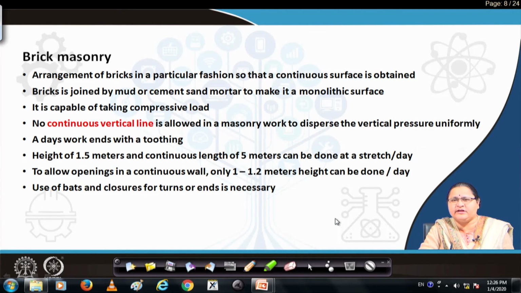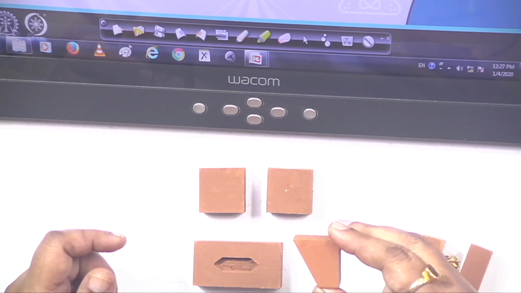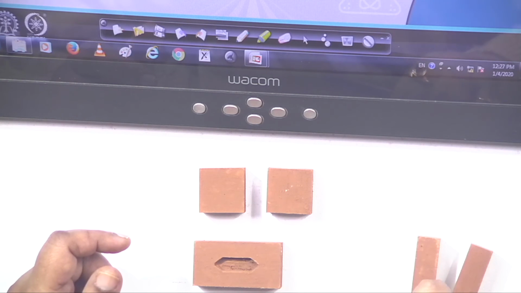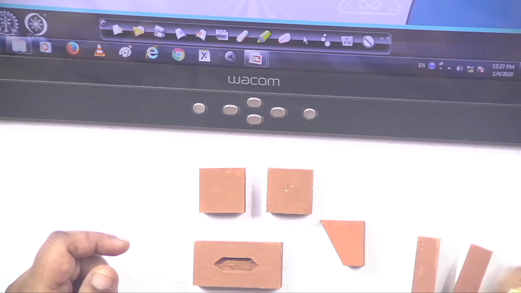So, the beauty of brick is you can cut it into half. In the transverse direction, you can cut it into half, in the longitudinal direction also. And when you are trying to achieve any kind of shape, you can use the beveled bat. So, this is 1/4 here and full brick here.